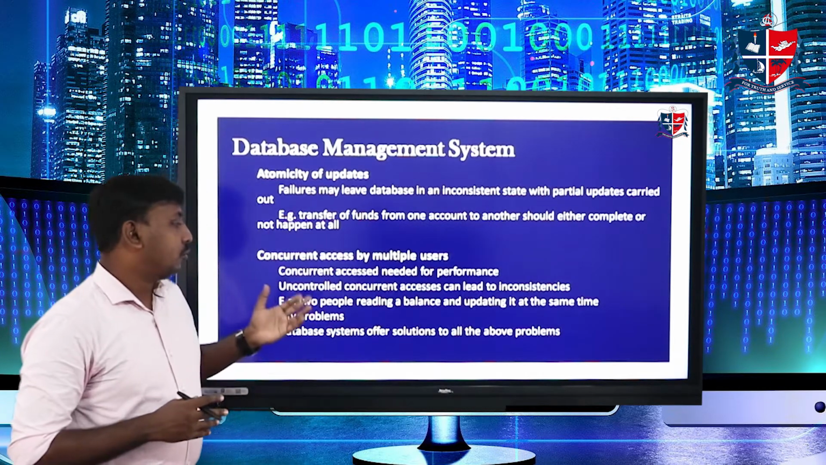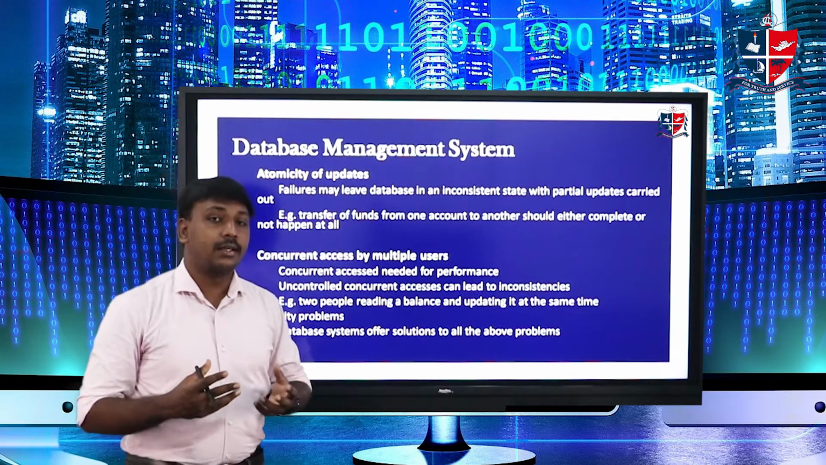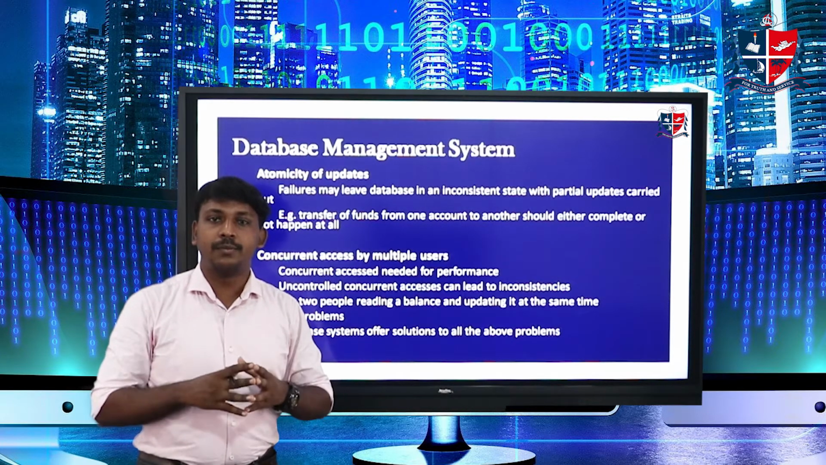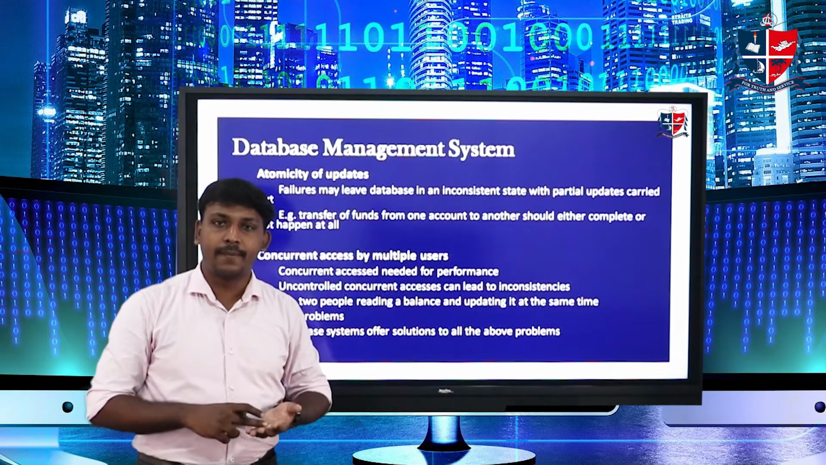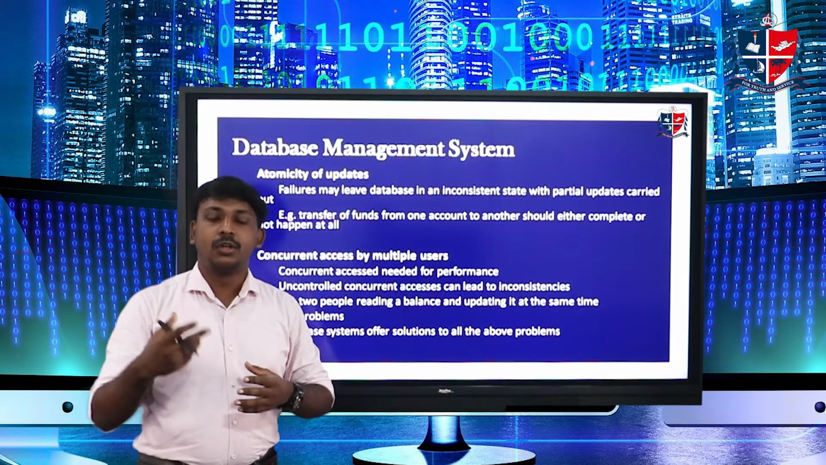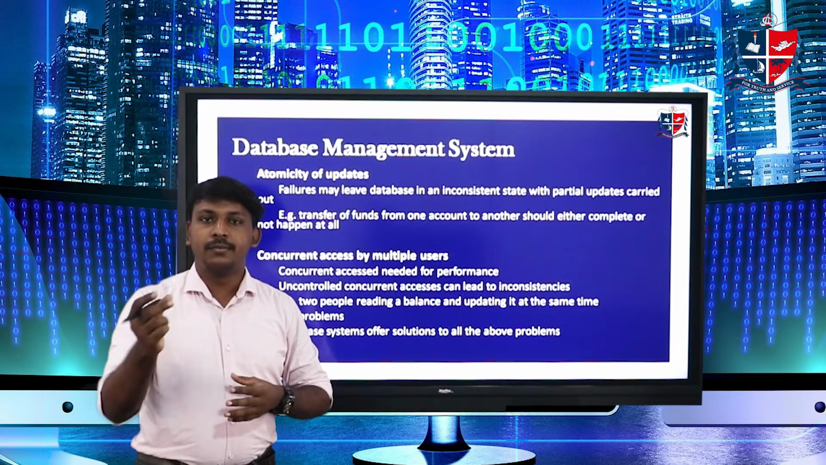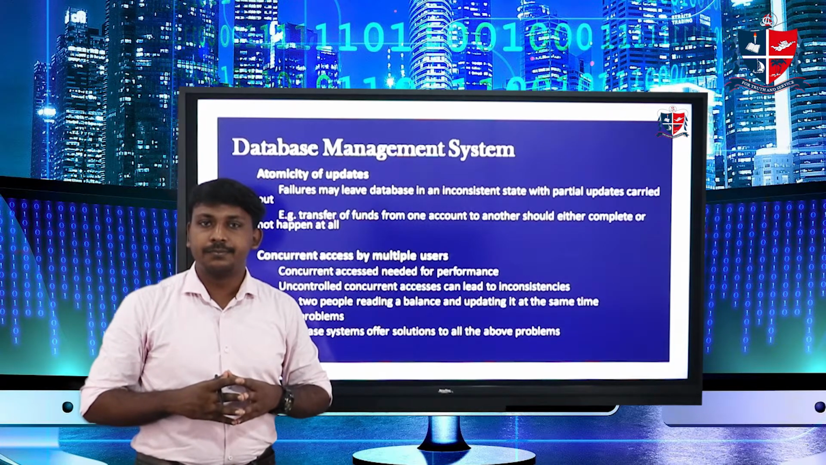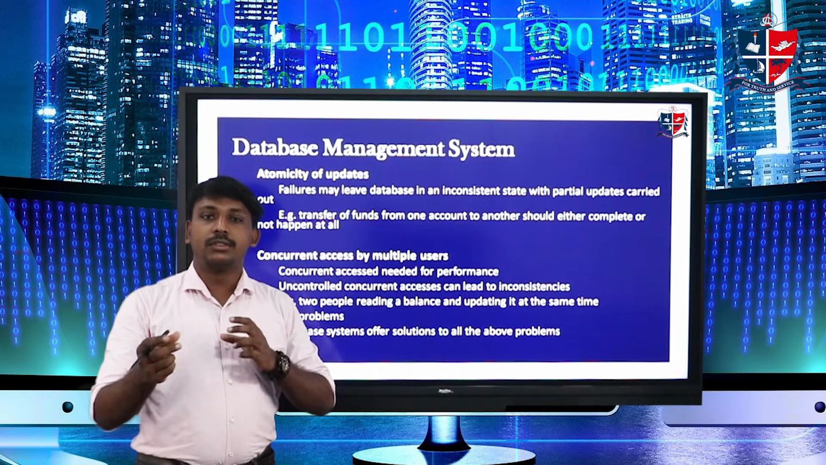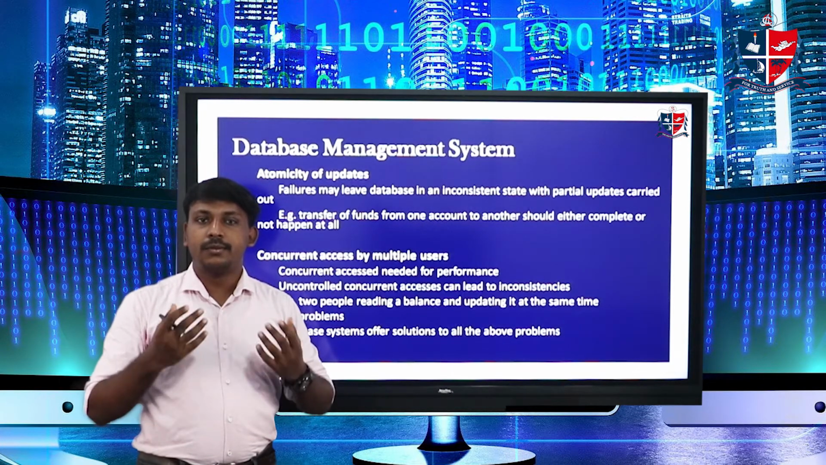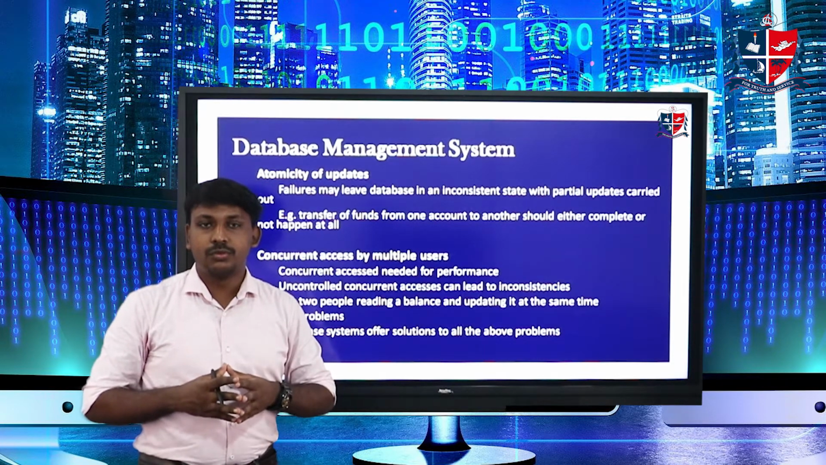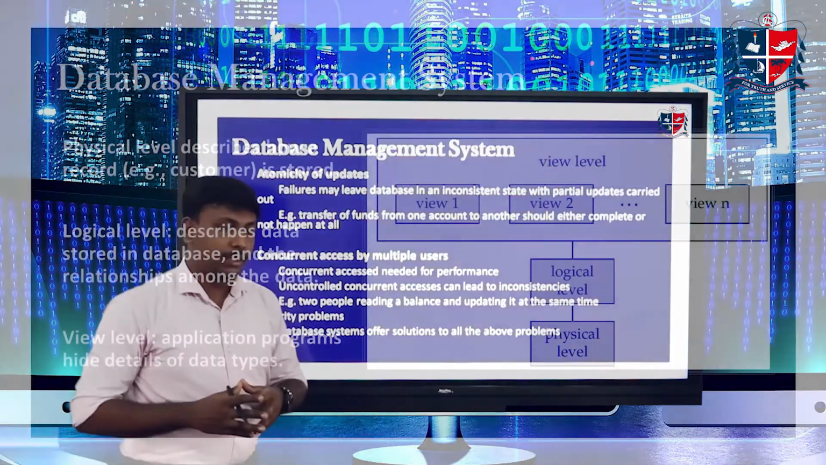Coming to an example, when two persons are reading a particular balance. Suppose I am reading a balance. I got it, my balance is 10,000. But there may be some other concurrent update happening. Maybe there is a loan premium, and the balance will be reduced by that loan premium. So all this data must be consistent when I am reading at that particular time. Otherwise, I will get one value and the next time when we check, there is another value. So all this data must be handled properly.